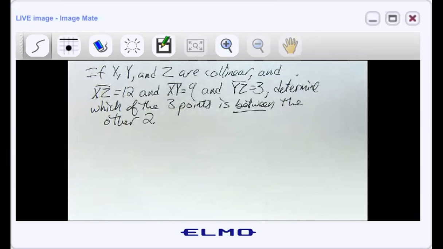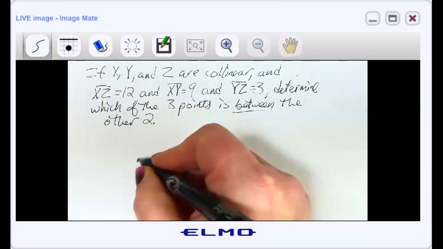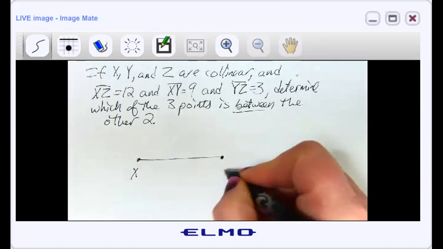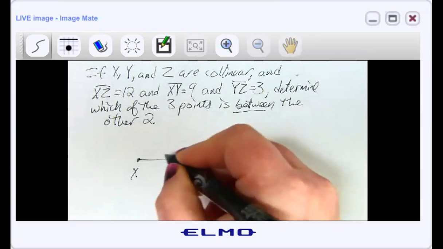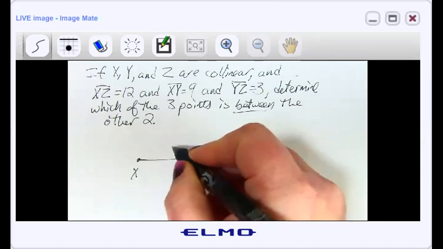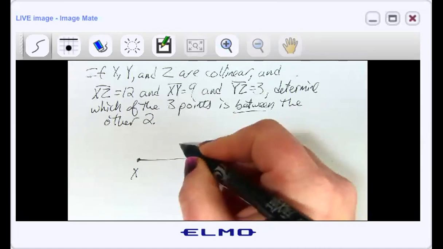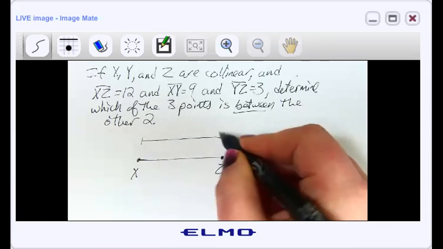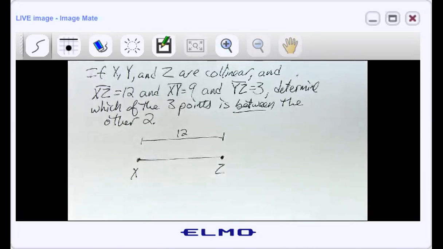I might go ahead and just start with the first one they gave me, XZ. Okay, so I know I have a segment XZ. Here's X, here's Z, and I know that it's 12 units long, the whole thing. Okay, so I'll do this. This whole length is 12. Okay, great. I've got that.